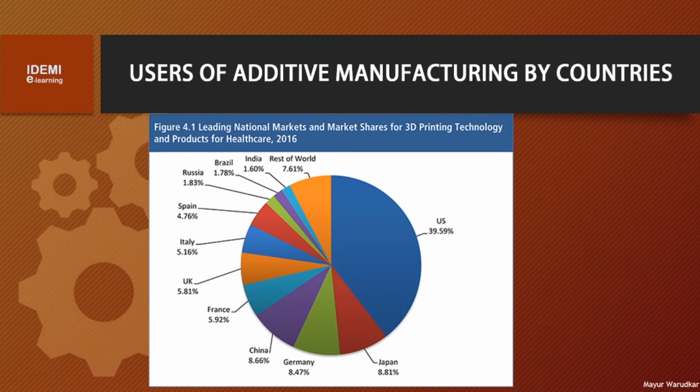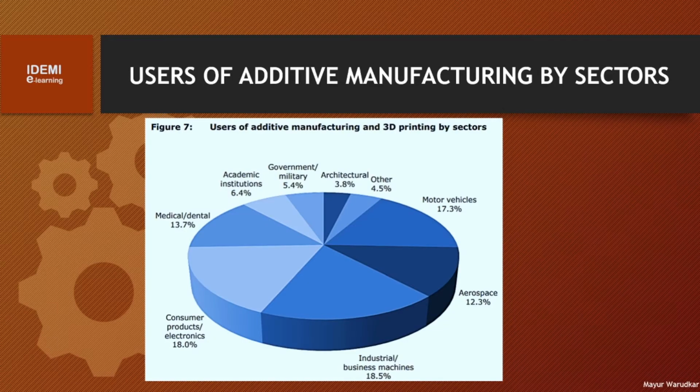The pie chart shows leading national markets and market shares for 3D printing technology. US is leading at 39.59%, whereas India is at 1.6% for use of 3D printing technology. The pie chart shows users of additive manufacturing by sectors: motor vehicles with 17.3%, aerospace with 12.3%, industrial business with 18.5%, electronics with 18%, medical 13.7%, academic institutions with 6.4%, government 5.4%, architecture with 3.8%.